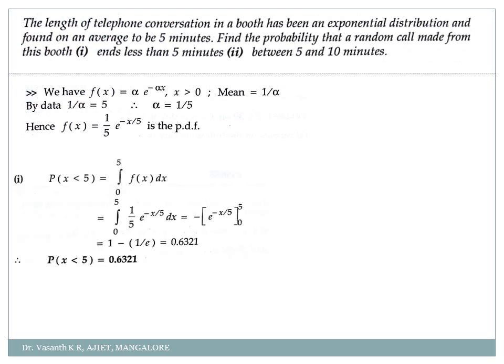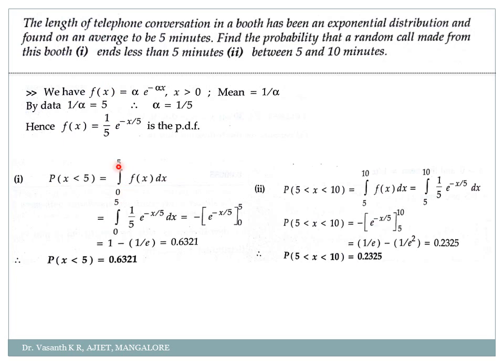So the first one is very simple. The probability of x less than 5 is simply the integral from 0 to 5 of f of x into dx. So from 0 to 5, my function is 1 by 5 into e to the power minus x by 5 dx. Integrate it and we'll get the answer as 0.6321. And what was my second question? Between 5 and 10 minutes.